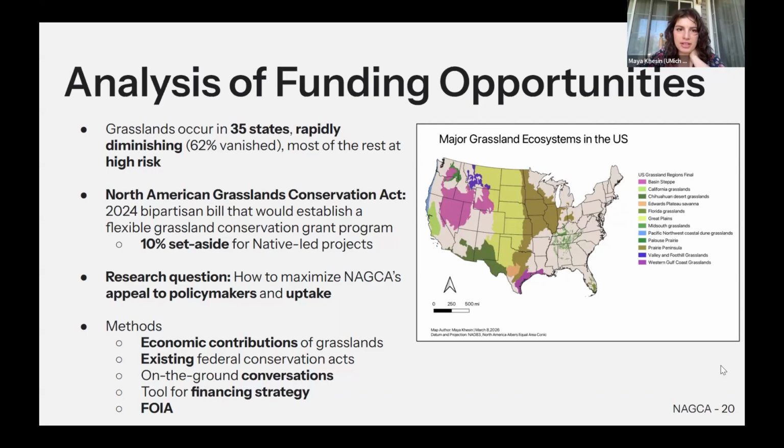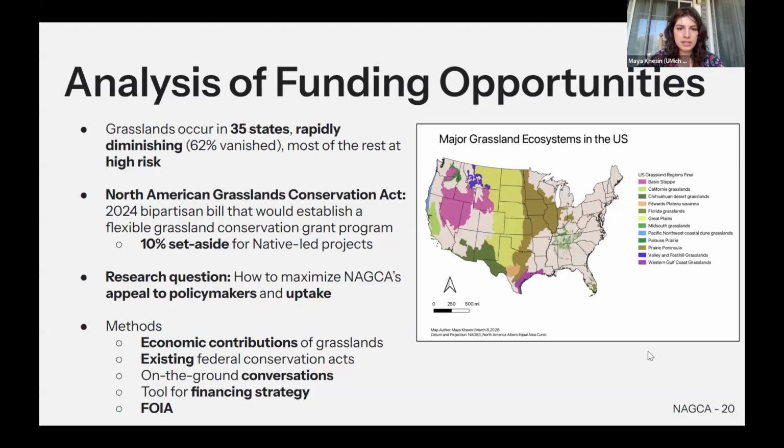48 lower United States, so all the states except for Hawaii and Alaska, but they're rapidly diminishing. 62% have vanished due to conversion to agricultural land like cropland, or industrial activity, and also encroachment by invasive species. And a lot of what's left is at very high risk of conversion because there's no federal protection of these grasslands. So there have been many efforts to combat grassland degradation, but the recent one that I focused on is the North American Grasslands Conservation Act.